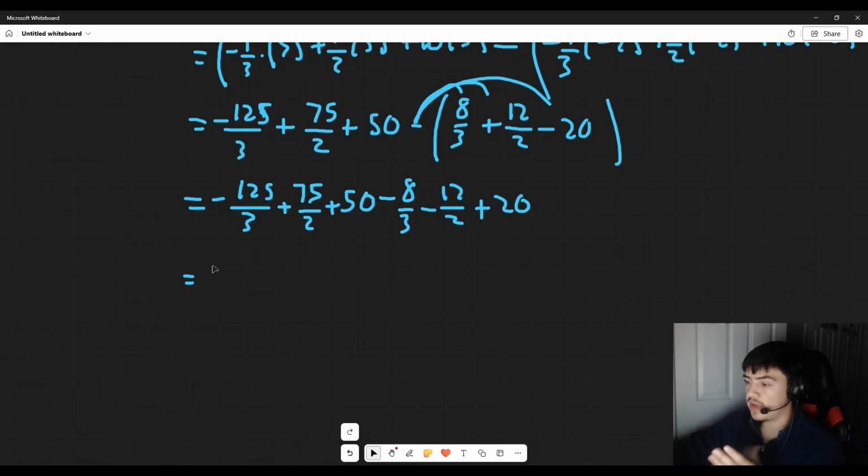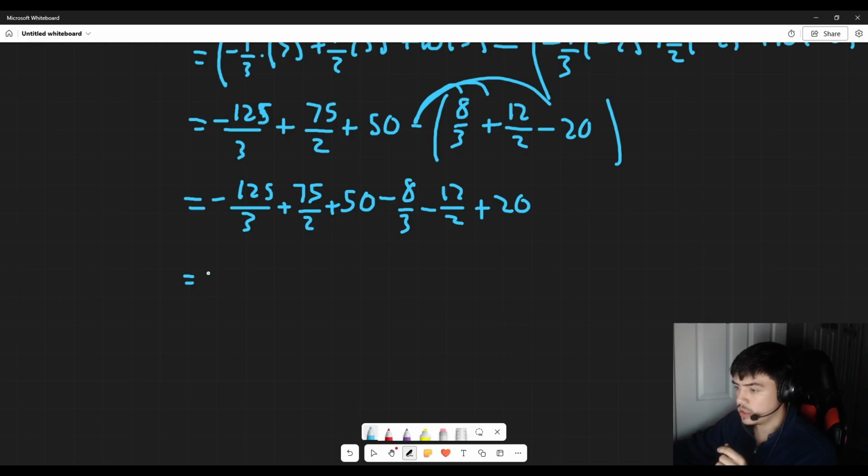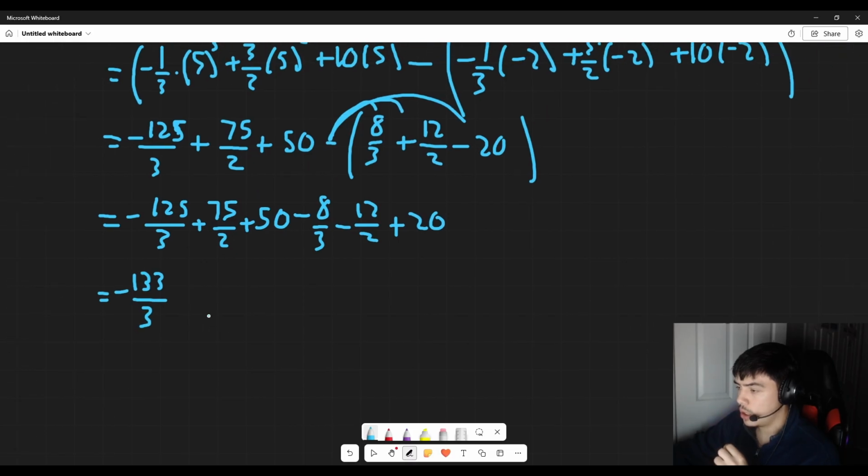So now to simplify this, we just need to do some simple arithmetic. Let's go ahead and combine this 125 over 3 and this 8 over 3. So negative 125 minus 8 is negative 133 over 3. And then we have this 12/2, which just turns to 6. So we have 50 minus 6, which is 44, plus 20 is 64. Now we have this 75/2 remaining.